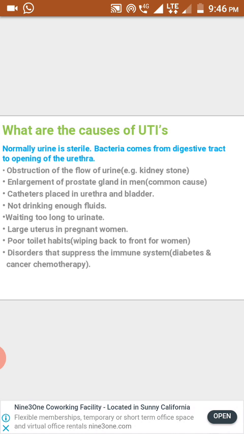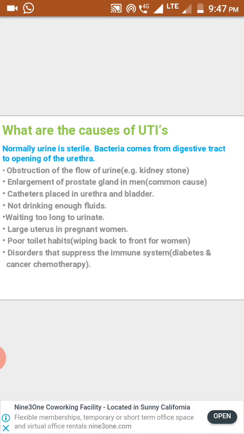Next, catheters placed in the urethra and bladder. Next, not drinking enough fluids. Next, waiting too long to urinate. Next, a large uterus in pregnancy. Next, poor toilet habits.